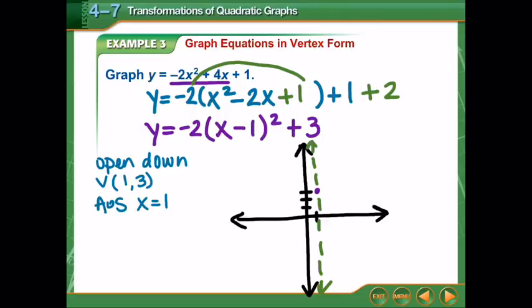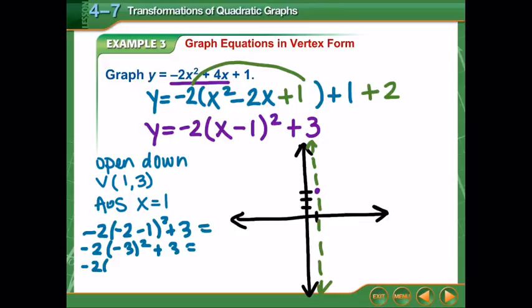Okay, so if I want to pick something to the left-hand side of the graph and something to the right-hand side, let's plug in like negative 2 into this equation and find out what y equals. So if I plug in negative 2, this is going to be negative 2 times negative 2 minus 1 all squared plus 3. So let's simplify and see what y equals. Negative 2 times negative 3 all squared plus 3. So then this would be negative 2 times 9 plus 3. Negative 2 times 9 is going to be negative 18 plus 3 is going to be negative 15. So what that means is over here at negative 2, the graph goes way down to negative 15, which is probably off my graph. We're just going to pretend that's negative 15.